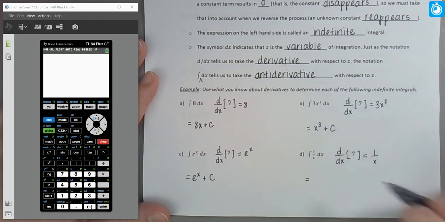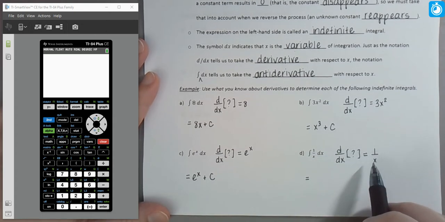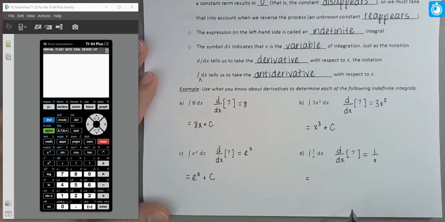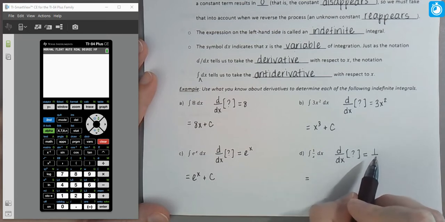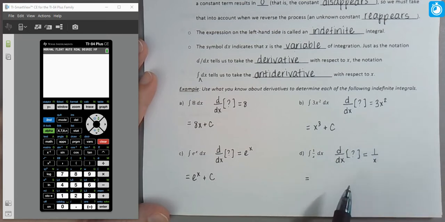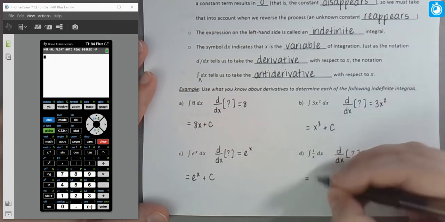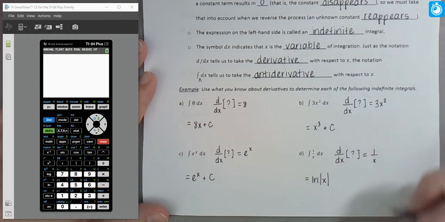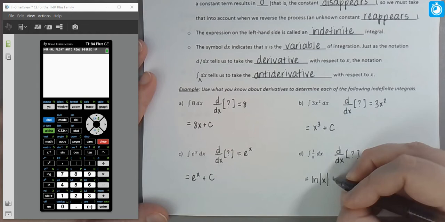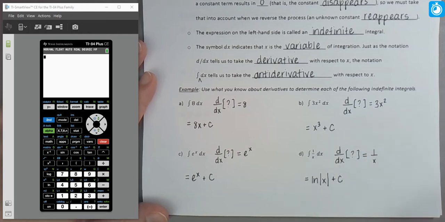The function that resulted in 1 over x as the derivative was the natural log function. So the antiderivative of 1 over x, taking us back to the function that we differentiated, would be the natural log function. And I'm going to write the natural log of the absolute value of x, and I'll explain why in just a moment, plus c, plus our constant of integration. So why the absolute value?